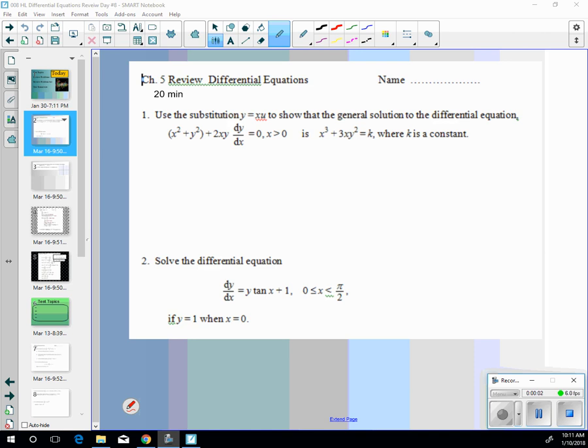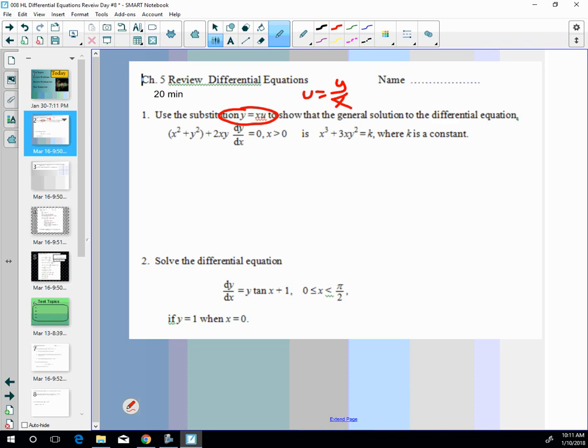Hopefully you got a good start on number one. Number one has x squared plus y squared plus 2xy dy/dx. In the problem it says substitute y equals x times u, or u is equal to y over x, is what they're saying. So, boy, nasty looking.